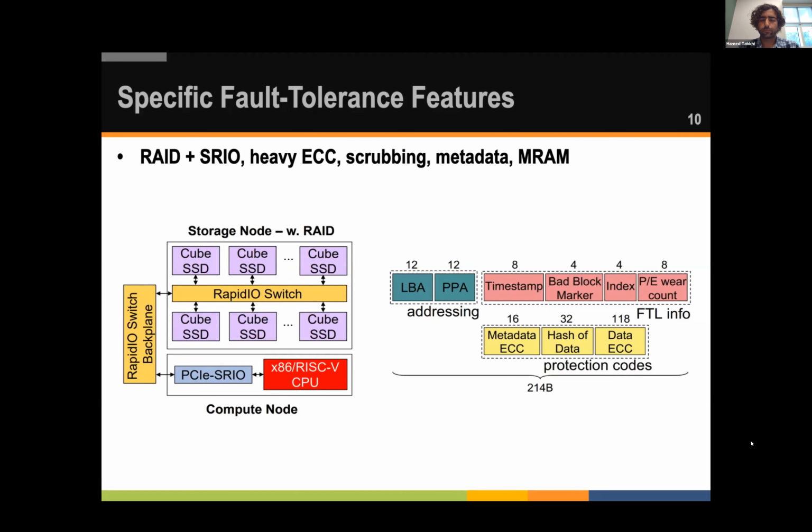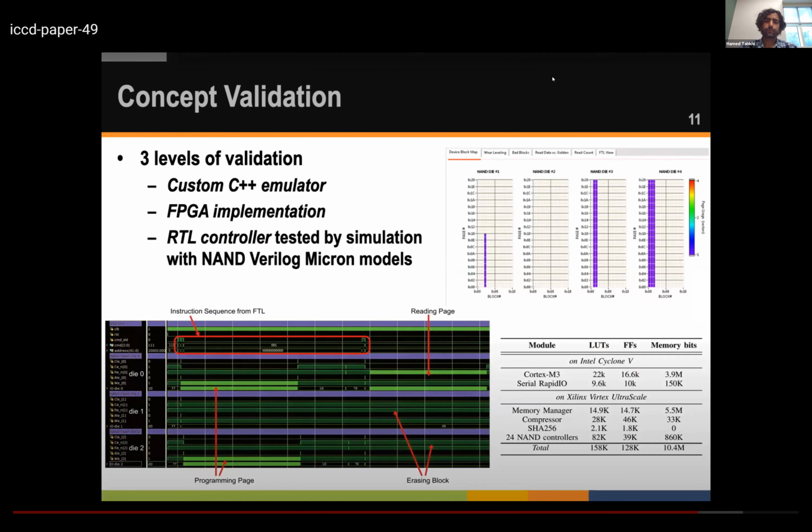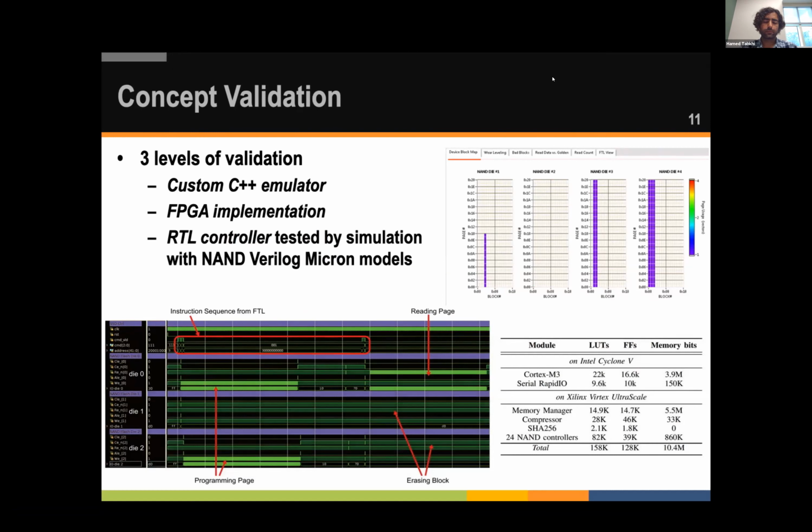of boot data. To validate our concept, we have 3 levels of validation. To test the correct functioning of the FTL firmware, we developed a custom C++ trace-driven emulator of the flash controller, along with the NAND stack and MRAM caching. You can see on the top right figure that while executing the trace, we can observe the status of each die in the stack using a monitoring GUI.